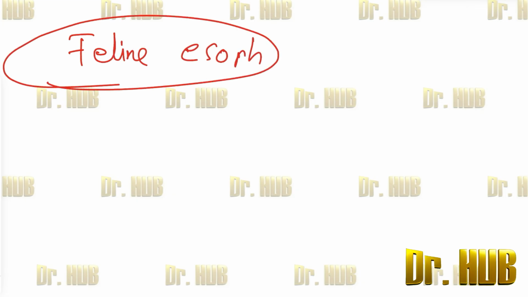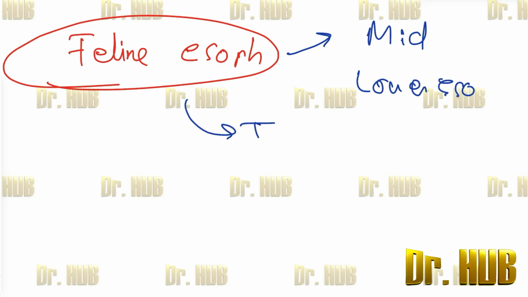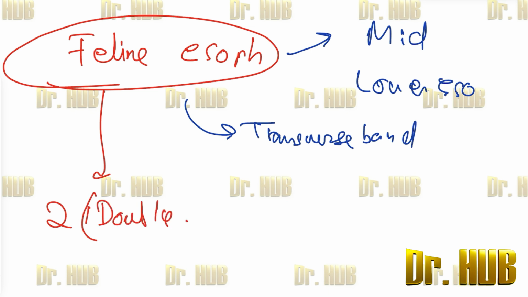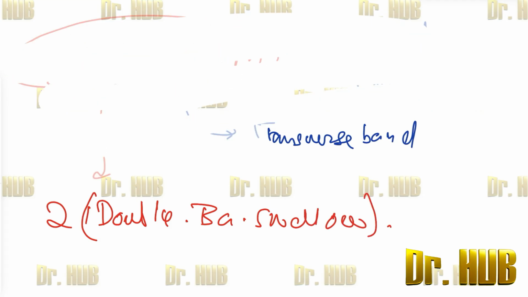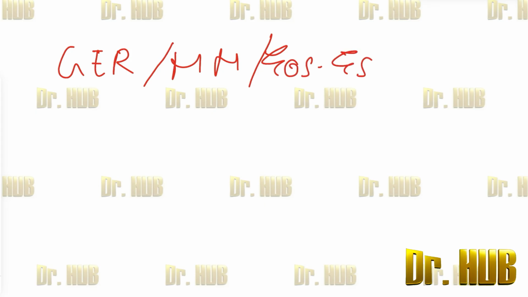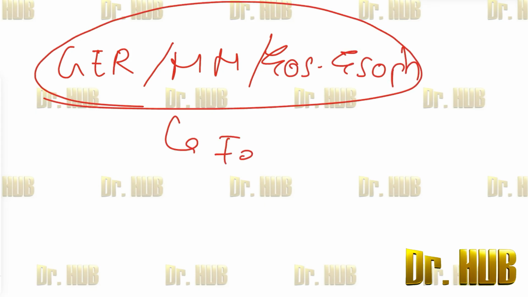Then moving on, there is something known as a feline esophagus. This feline esophagus is nothing but a transient transverse band seen in the mid and the lower esophagus, on a double contrast barium swallow. It is seen in case of active gastroesophageal reflux, GER, hiatus hernia, as well as eosinophilic esophagitis. So this is where the feline esophagus is seen.